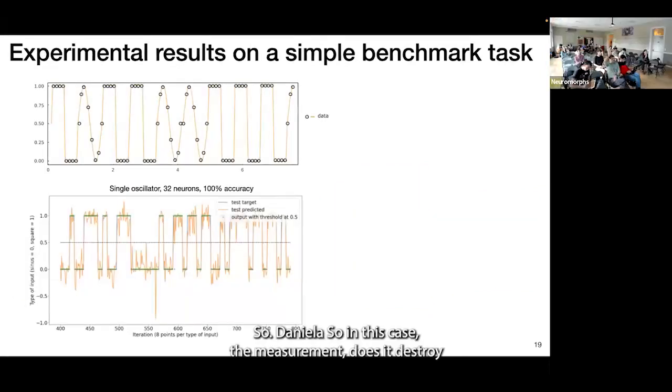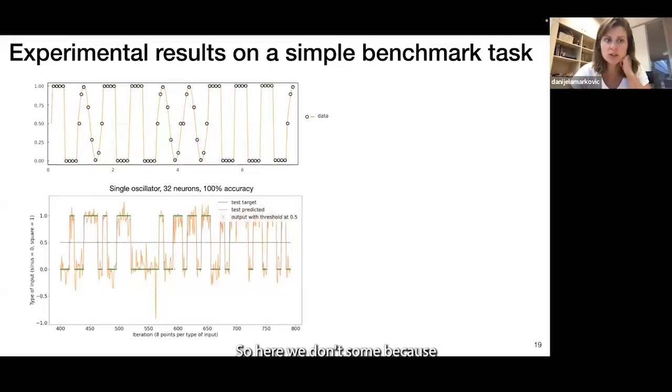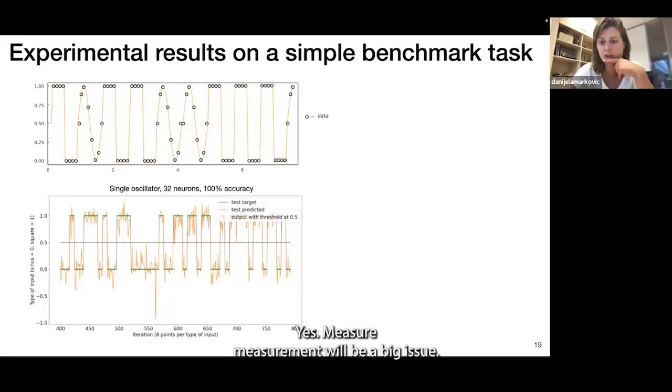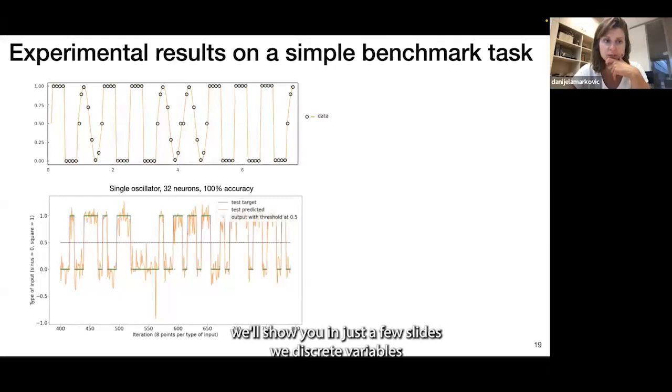So Danijela, in this case, does the measurement destroy the inherent state of the reservoir, or do you have to create the oscillations again? So here we don't, because we are in this semi-classical regime. We work at quite high amplitudes. So we measure oscillations continuously, and we demodulate by little packages afterwards. But in what I will show you just after, yes, measurement will be a big issue. I will show you in just a few slides with discrete variables.